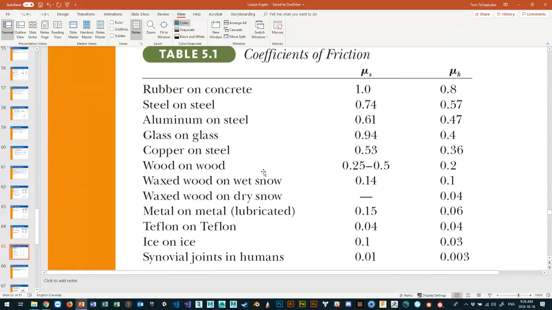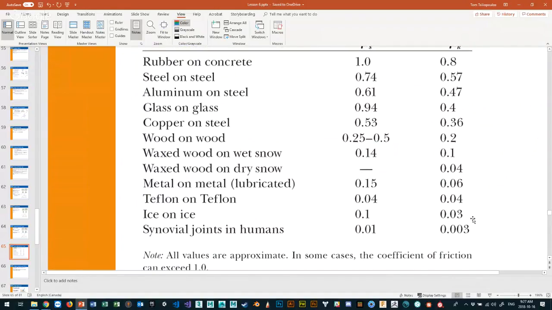And waxed wood on dry snow, look, it says it's negligible. So we can start going. And this is one case where the force of kinetic friction is actually higher than the force of static friction. So with waxed wood on dry snow, this thing is moving, right? You get on that thing, it's going to fly, right? But eventually it's going to slow down. That's kind of the one thing. Metal on metal, lubricated, Teflon on Teflon, ice on ice. You can see that there are different kinds of effects.